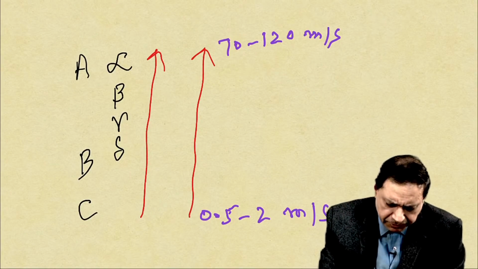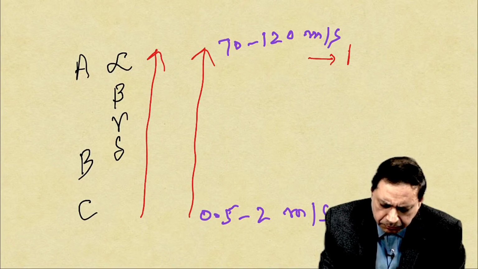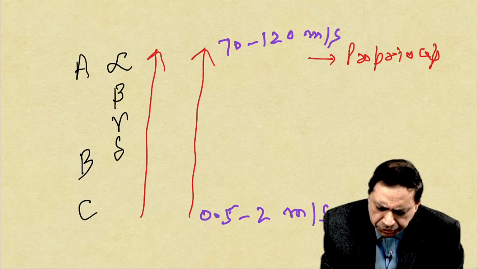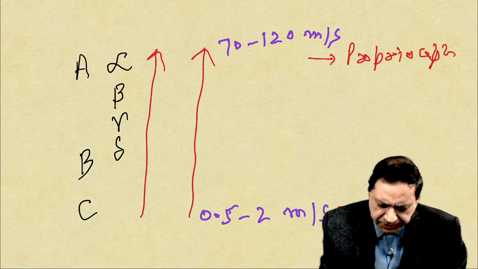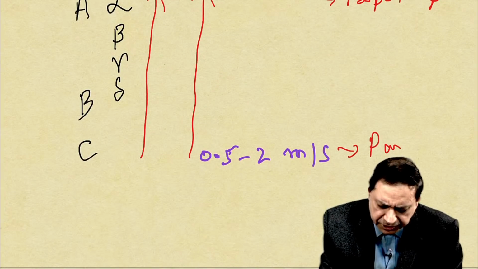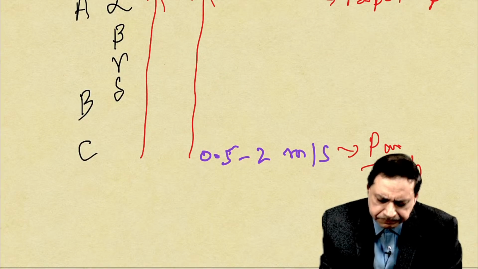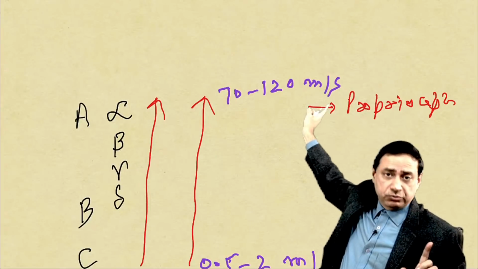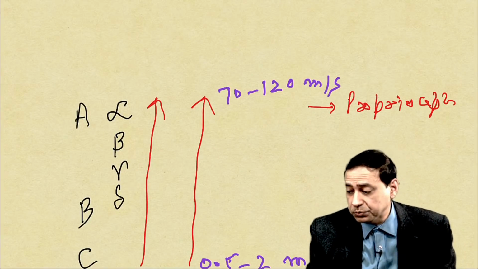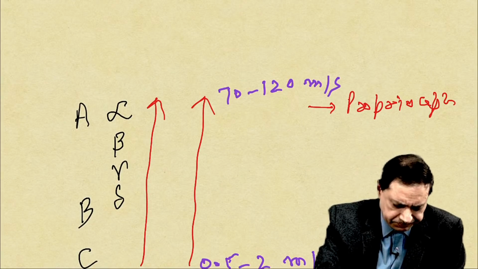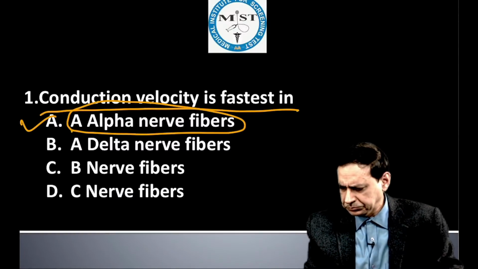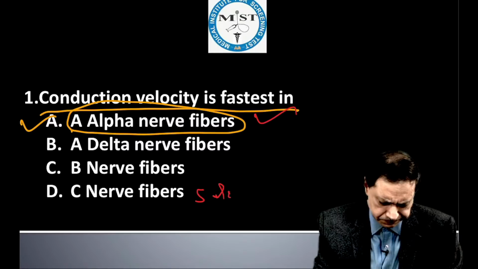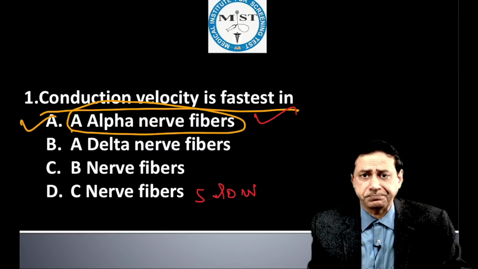Clear? You can also give an example. A alpha will transmit proprioception, and type C will transmit what? It will transmit pain and temperature. So type C is for pain and temperature, A alpha may be for proprioception. A alpha is supposed to be the fastest, type C is slow, slowest.